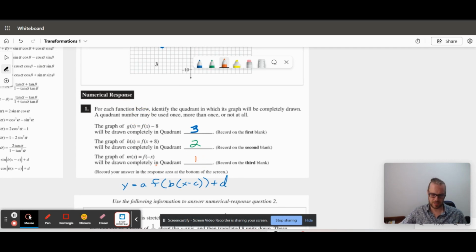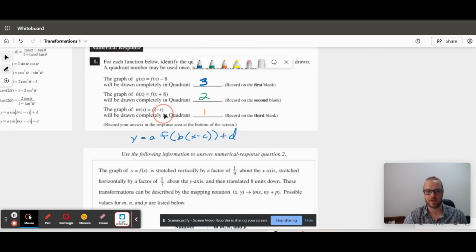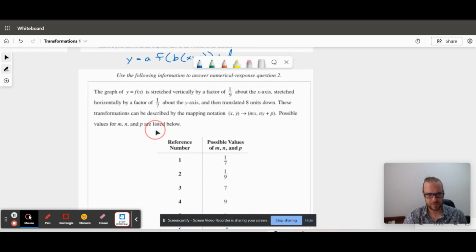After this, we're going to look at another one where we're actually putting in some of these values and figuring out where they would go, a, b, c, or d. Okay, so we've got the graph of y equals f of x. It's stretched vertically by a factor of 1/9. What I like to do with these is, with my students, I immediately tell them, write it down, man. If it's a vertical stretch, that means that's an a value. It's stretched horizontally by a factor of 1/7, which is b, and then translated 8 units down. That would be a d because it's moving down vertically.